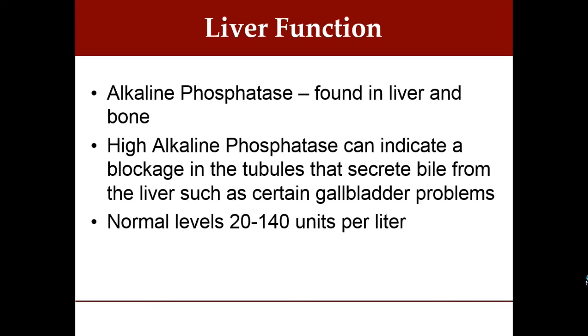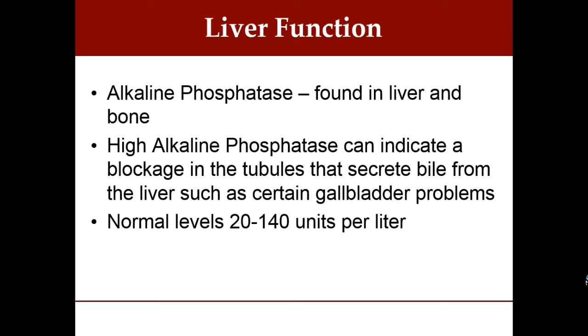And the other most common test that's done by clinicians to look at the liver is called the alkaline phosphatase level. This is an enzyme that's found both in liver and in bone as well. So just like the AST, it's not completely specific just for the liver. A high alkaline phosphatase level can indicate a blockage in the tubules that secrete bile from the liver, and can be elevated if there's somewhat of a blockage there.